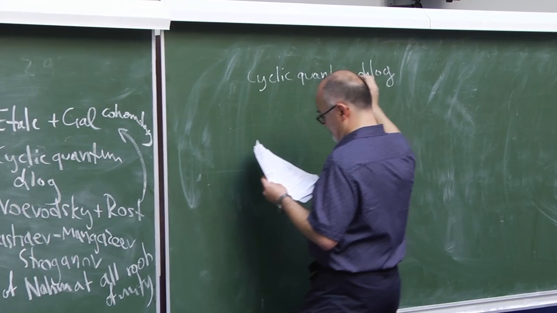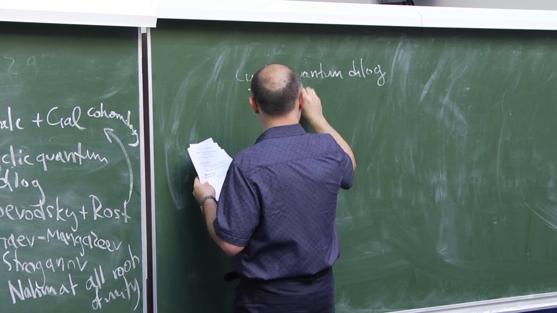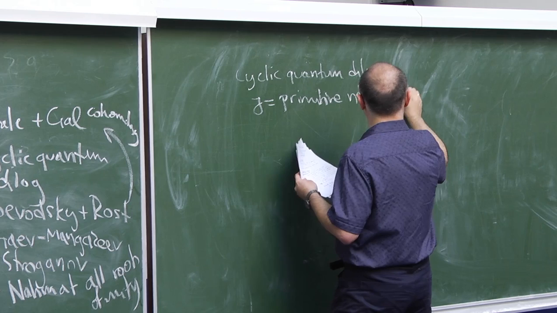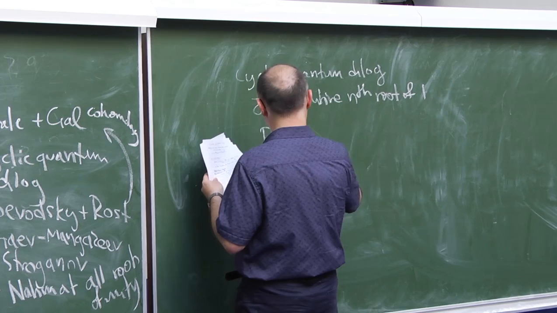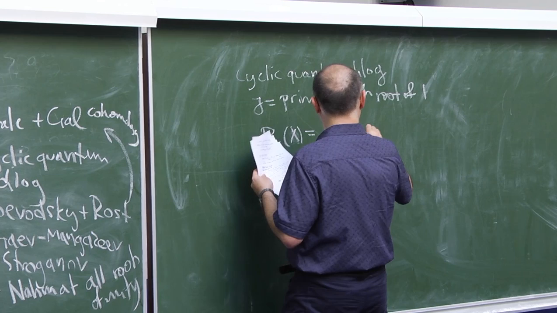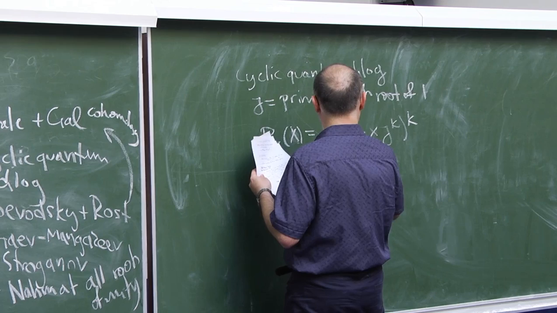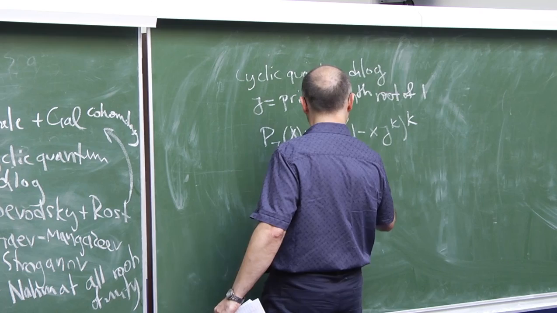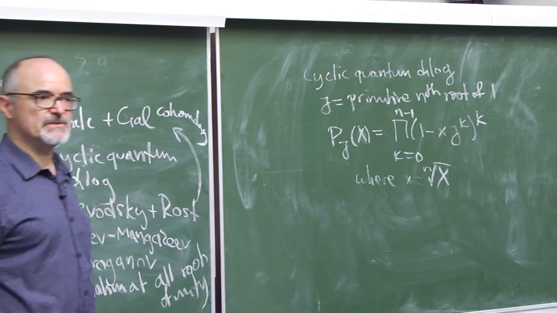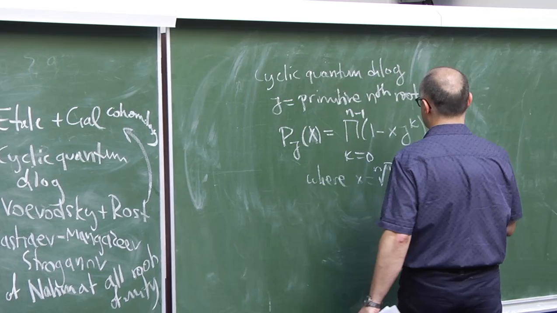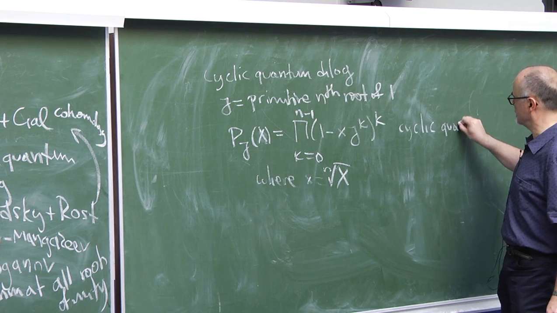It is a special function, so zeta is a primitive nth root of unity, and P zeta of X, capital X, is the product of 1 minus little x where little x is an nth root of capital X. Okay, so you may say, well, which x, which nth root? Yes, indeed, there is a kind of ambiguity. This is the cyclic quantum dilogarithm.